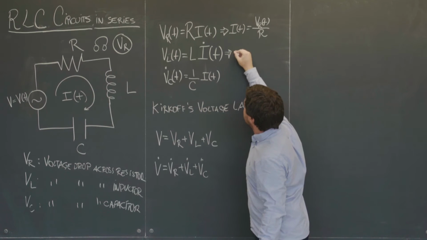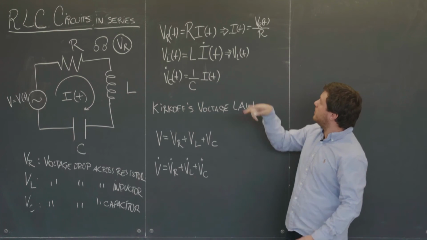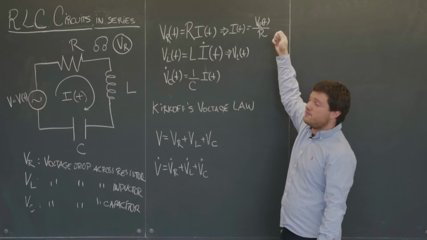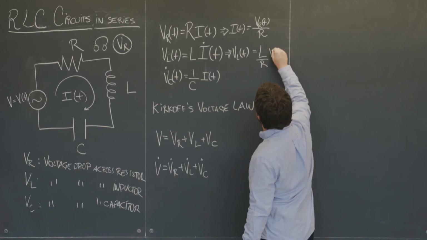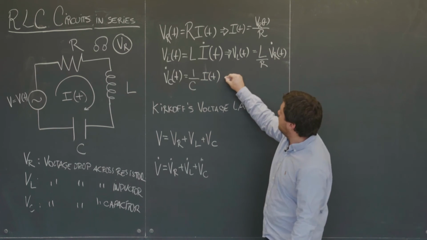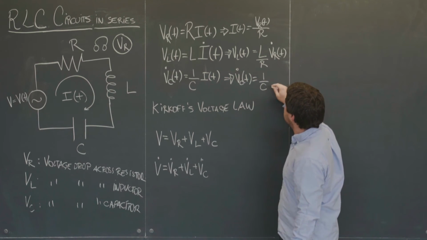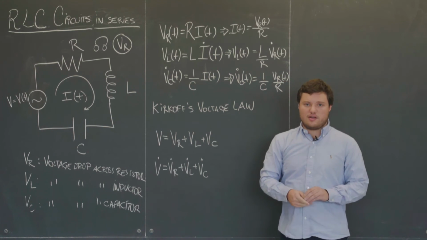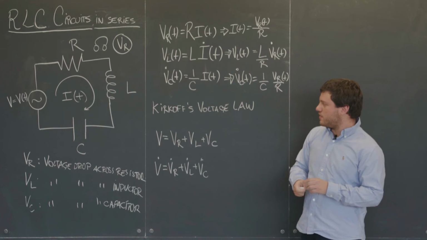In the second equation, for VL of t, I note that I need the time derivative of the current. So I'll need to differentiate this part. And the only thing that's a function of time is VR. So we would get that VL is equal to L over R times VR dot. And finally, in our last equation, I have that VC dot is equal to 1 over C times VR of t over R. Now we have all of our variables as functions of the system response.